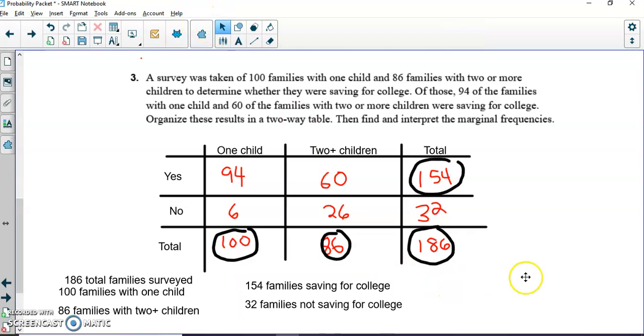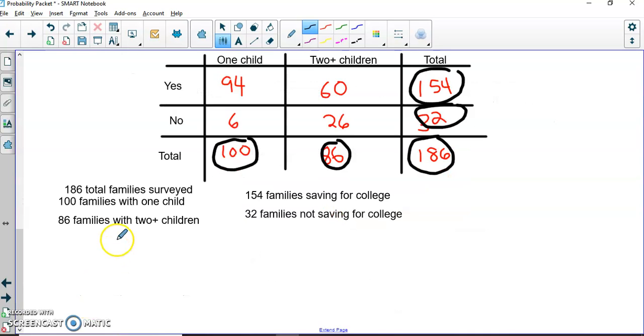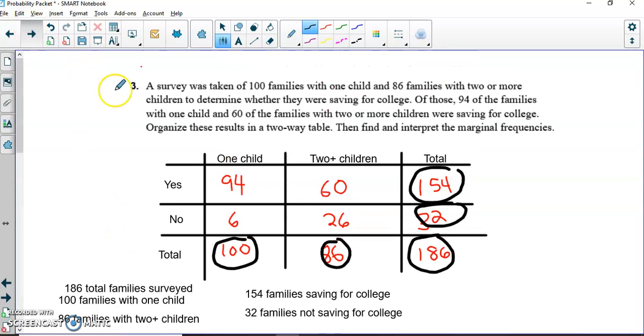So that's what it means to find the marginal frequencies, which would be, when we did this one as well, anything in a total column or anything in a total row. Interpret them means do this. So say, what does that 186 mean? What does that 100 mean? And so on. Okay? All right, let's turn the page.